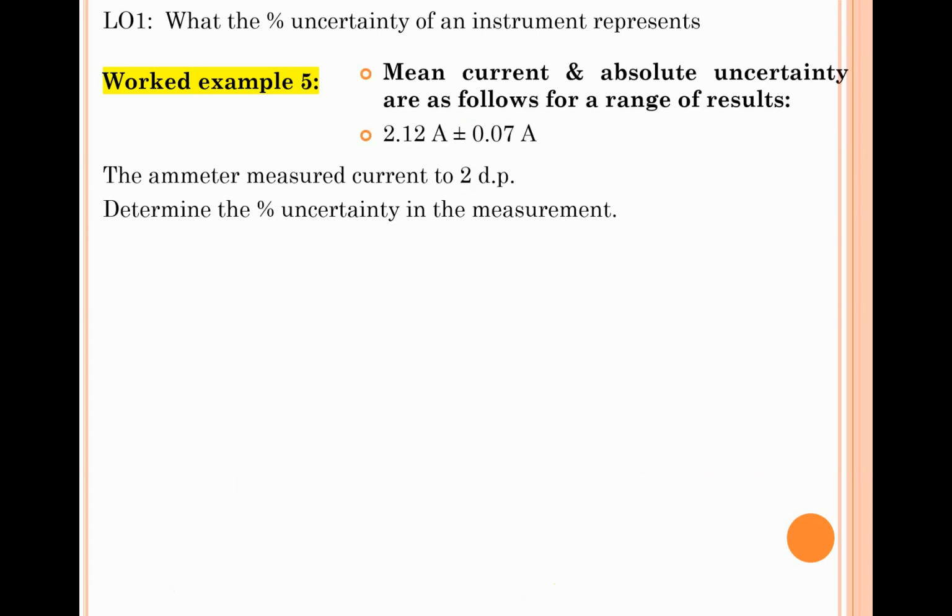Have a little go now at this 5th worked example. You're given a current, which worked out to be the average from a number of readings, and the absolute uncertainty was 0.07 amperes. You're also told here that this particular current meter did record the 2 decimal places, so it records the nearest 1/100th of an ampere, and please determine the percentage uncertainty of this measurement. Pause the screen, copy it out, have a go please.